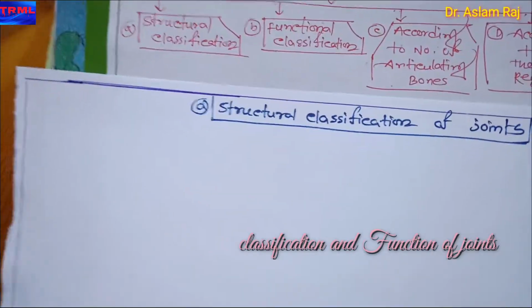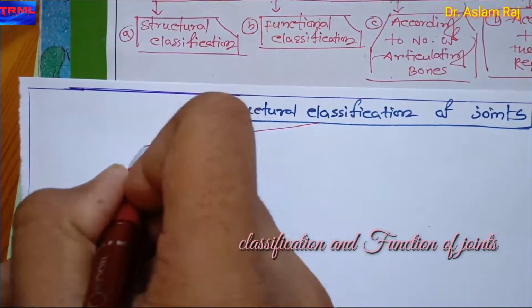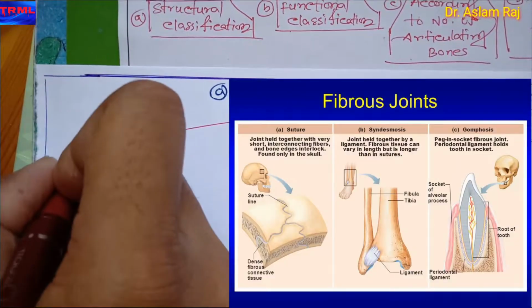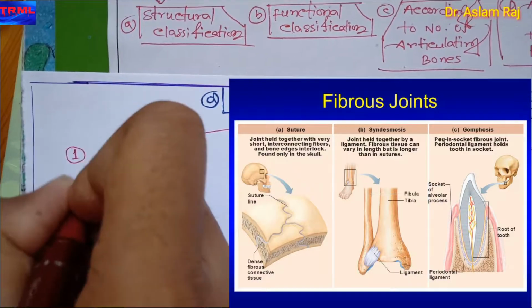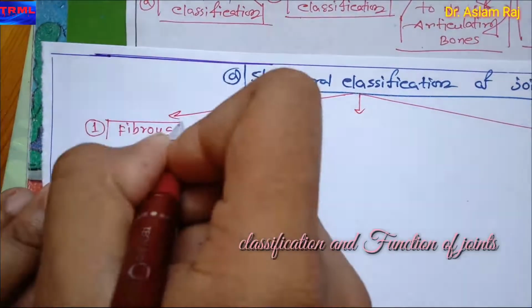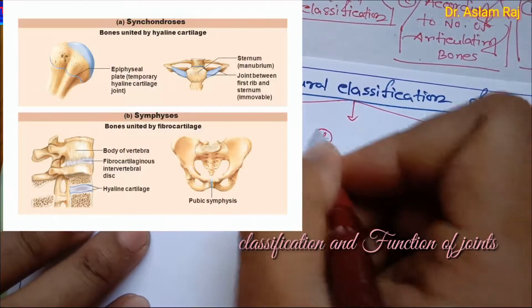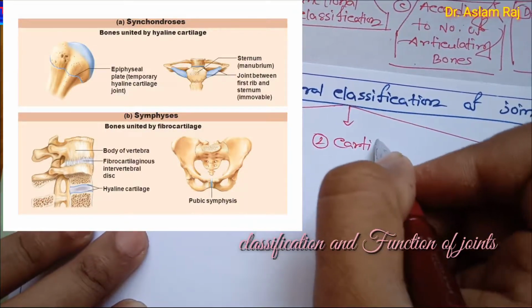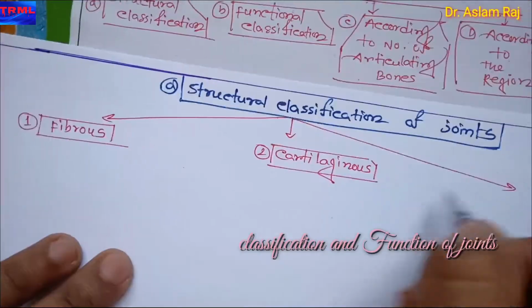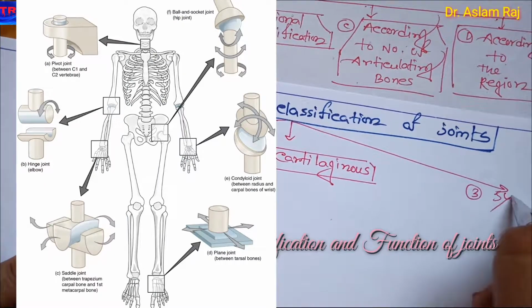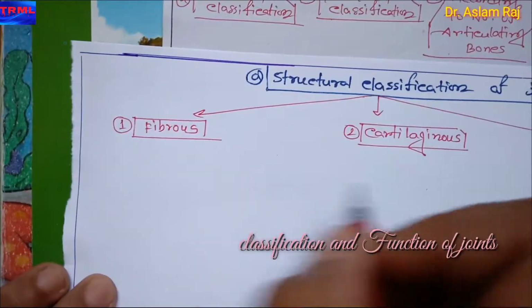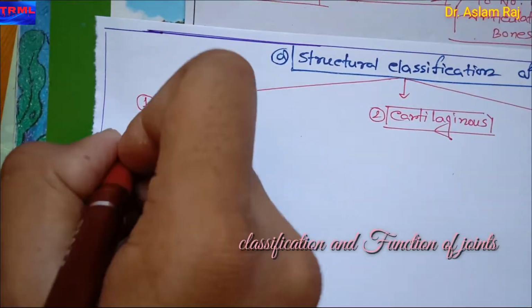Let's see, guys. Let's see fibrous joint on the right side. Fibrous joint. And cartilaginous joint, a slightly movable joint. These have two parts: primary cartilaginous joint and secondary cartilaginous joint. And third one is synovial joint. In the synovial joint there is a fluid-filled synovial cavity.